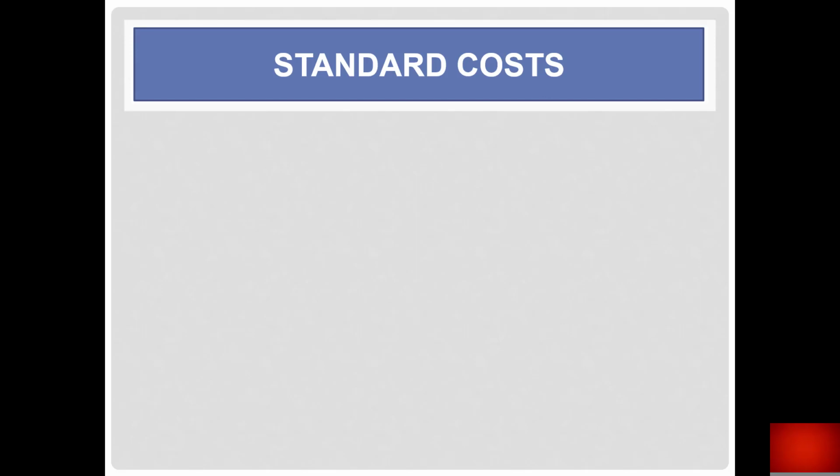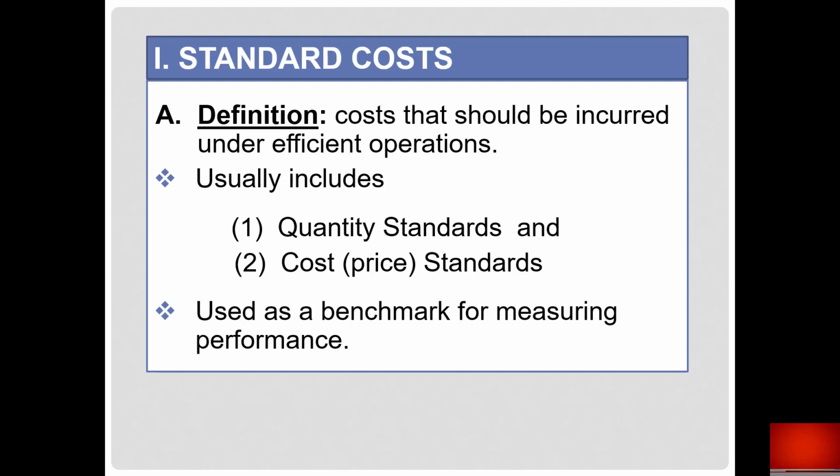Standard costs are used to help managers evaluate performance and just evaluate operations in general. A standard is a cost that should be incurred under efficient operations. You're going to see that it has two parts, the quantity and the cost. And this will be, again, a tool used in performance evaluation.